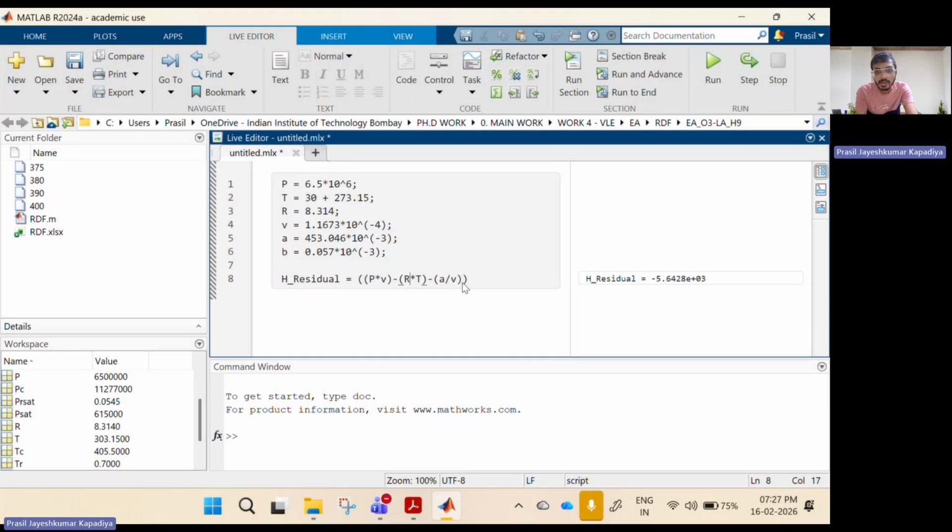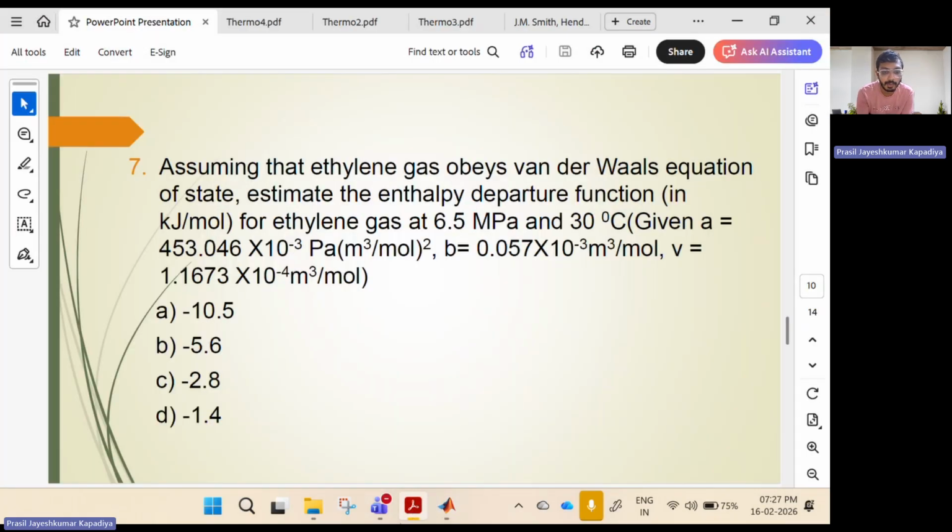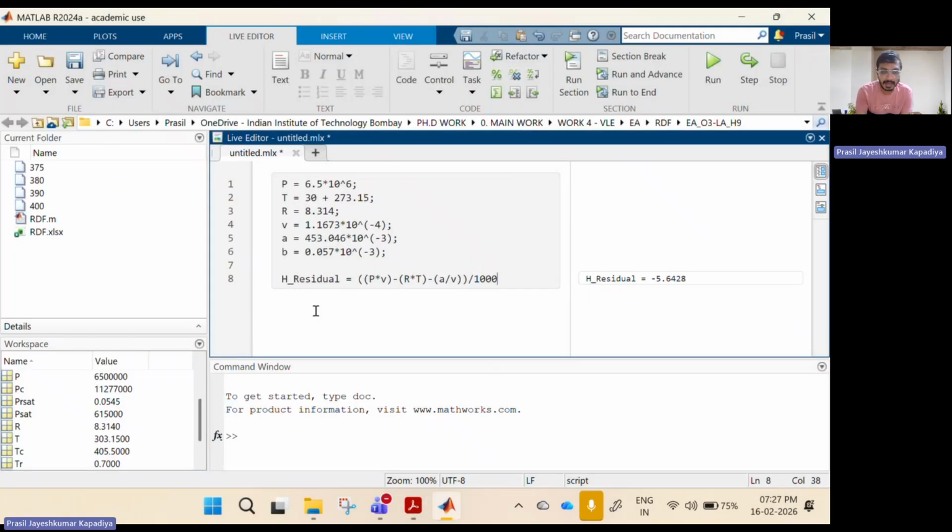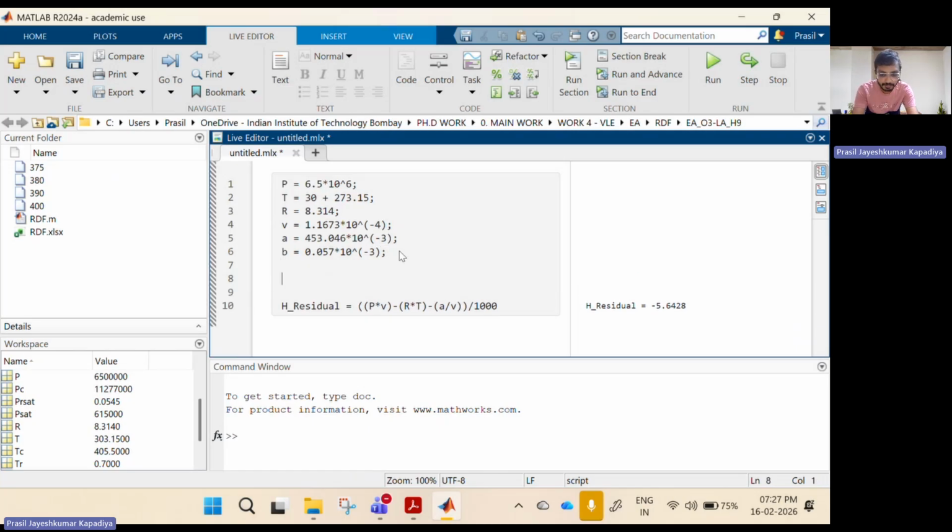divide by 1000, so my answers will be in units of kilojoules per mole. So my residual enthalpy will be minus 5.6428 kilojoules per mole. Okay, minus 5.6 approximately. So what is this Z value if we calculate? So it is highly deviating from ideal gas.